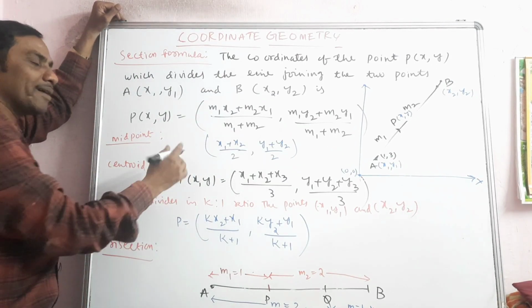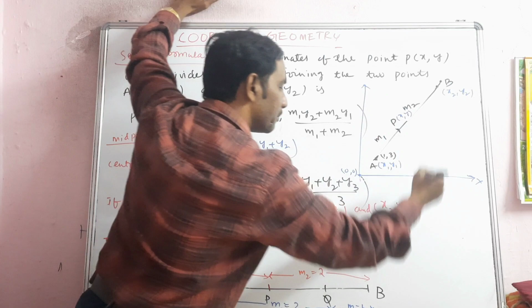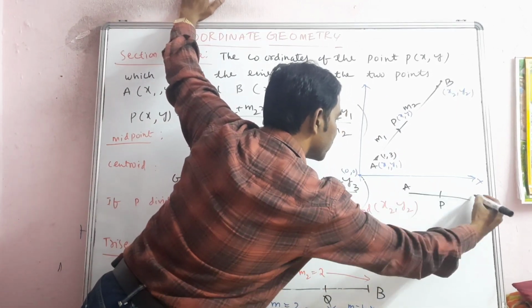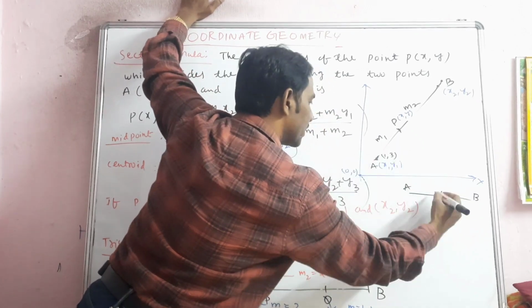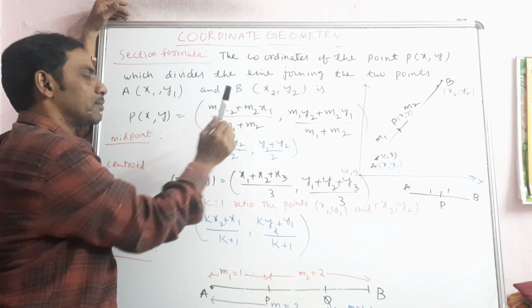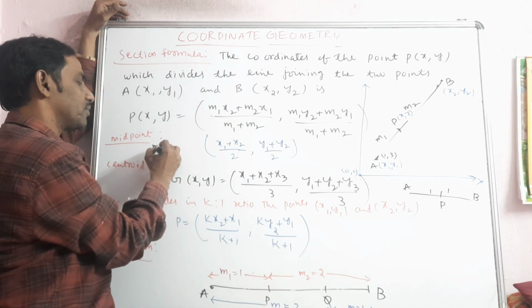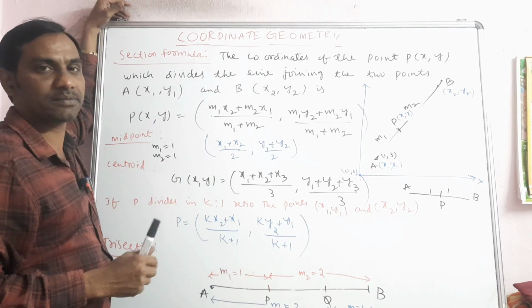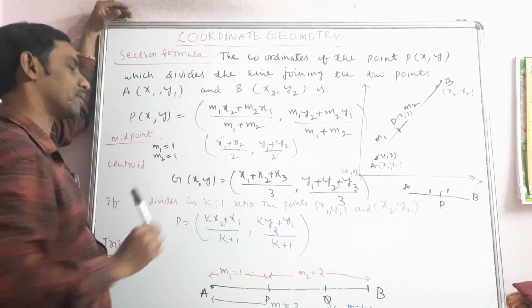Now for example, if the point P is in the middle, like if you take this point as the midpoint, this is A and this is B, the ratio will be 1:1, equal. So in the place of m1 and m2, if you substitute 1 for m1 and 1 for m2, then you will get the midpoint formula, that is nothing but (x1 plus x2) by 2 comma (y1 plus y2) by 2.